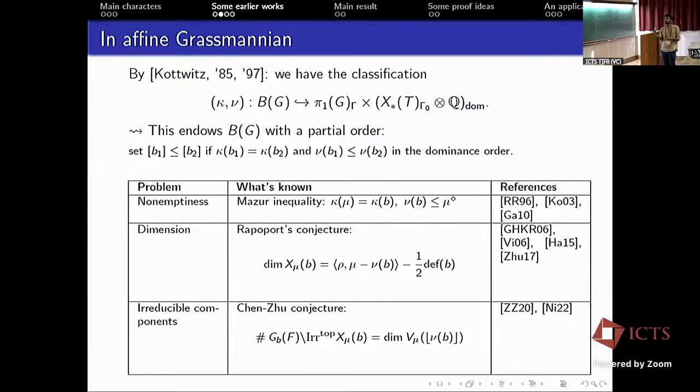But this J_b(F) is just the sigma-centralizer of b. It acts on X_mu(b). And this action is like a variety morphism. It preserves the irreducible component dimension. So this Irr top is just the top-dimensional irreducible components. And it turns out that this is a finite set. You could ask what is the cardinality of this?